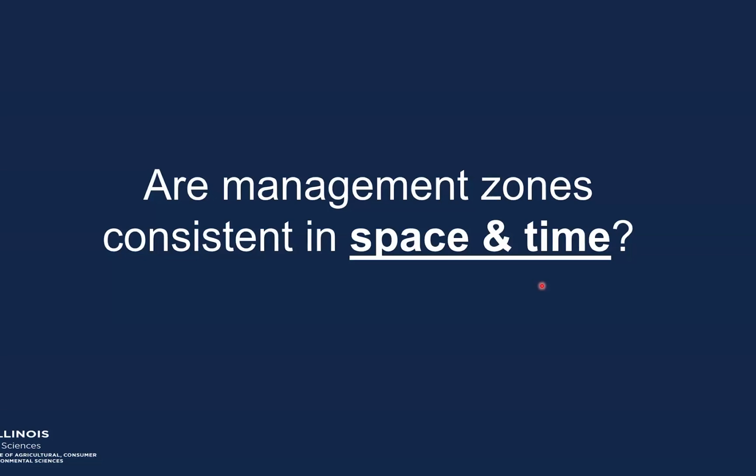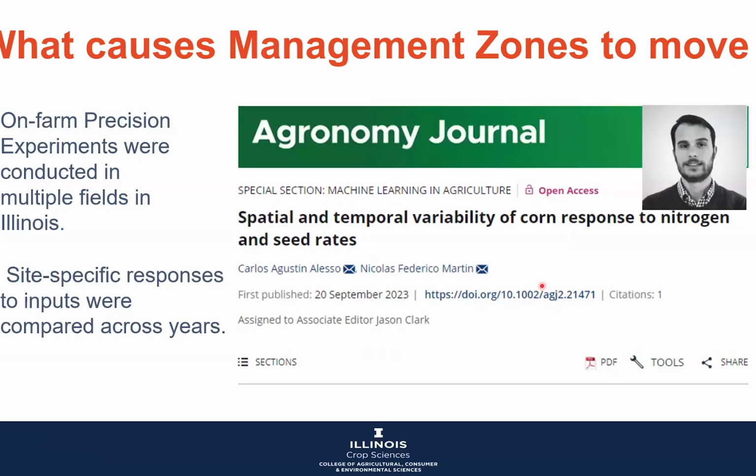Then the main question that we wanted to answer in our work is, are these management zones consistent in space and time? And also whether they are consistent by input type, right? This work was published a couple of years ago now. It is based on using these on-farm experiments, and we compiled about 20 sites, all of them mostly in Illinois. What we wanted to identify is where the inputs are responding in different areas of the field.